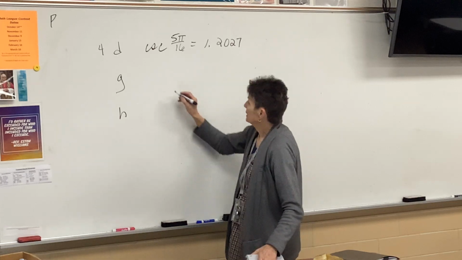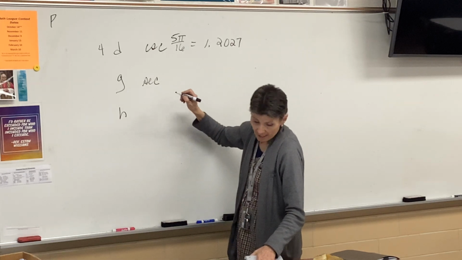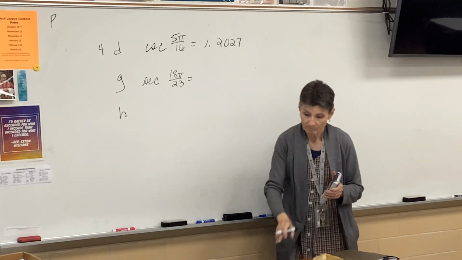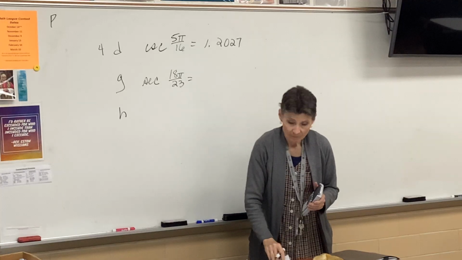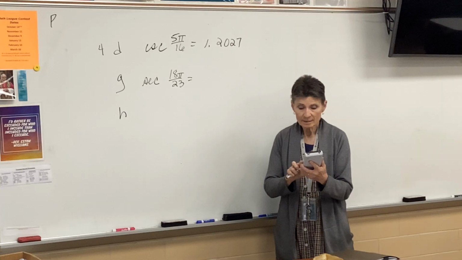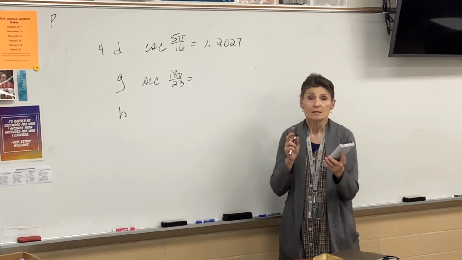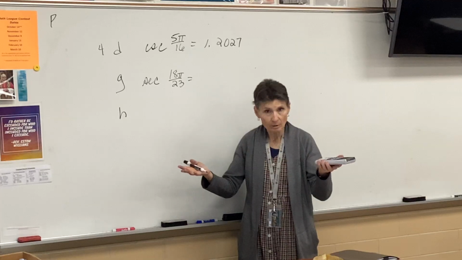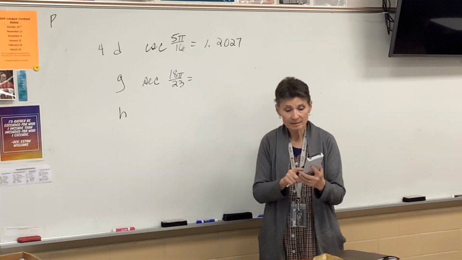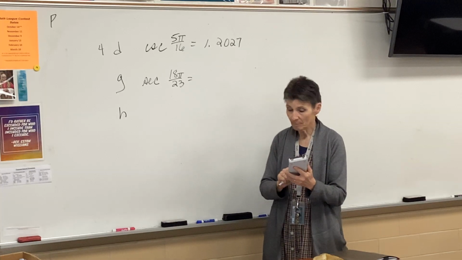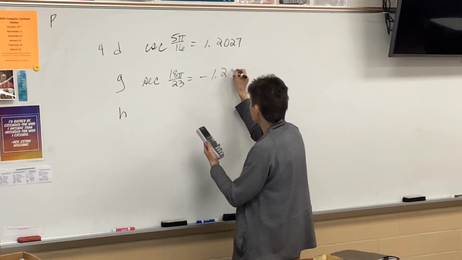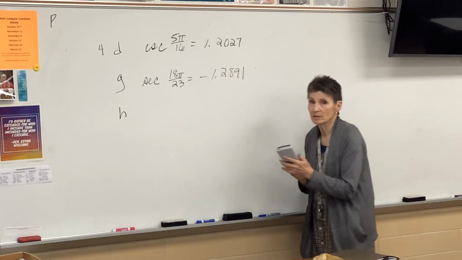Okay, G says secant 18 pi over 23. That's easy enough. We can do that. Secant is the reciprocal of the cosine, so 1 divided by cosine of 18 second pi divided by 23, and the answer is negative 1.2891. There is your secant.